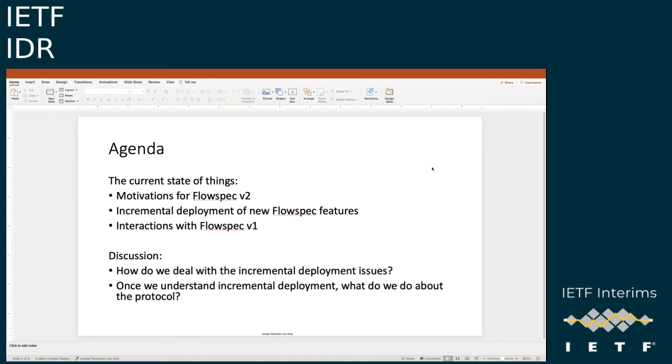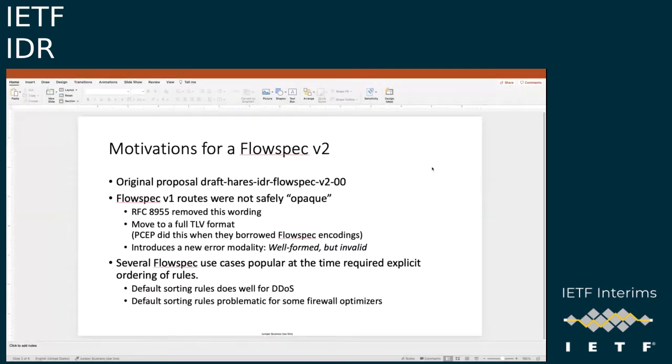So the current state of things, FlowSpec V2. Sue did a quick draft, almost 5 years ago now, covering some of the things that we could not do with FlowSpec at the time that were being considered important for next generation FlowSpec.